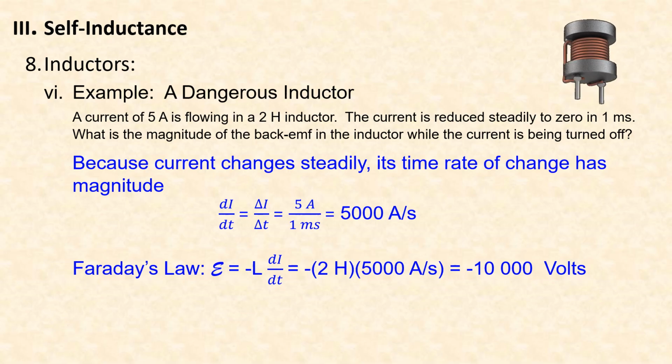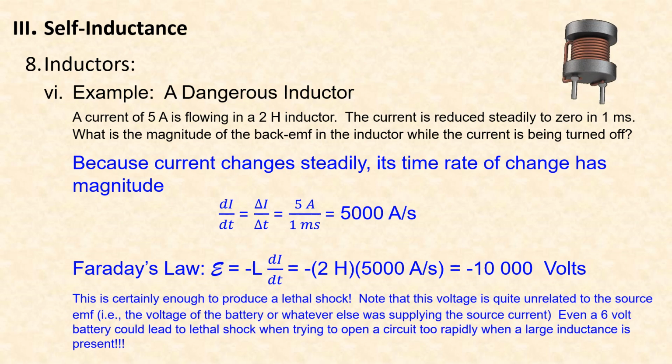Now, when we substitute that value into Faraday's law, in other words, we multiply the time rate of change of current by the self-inductance of 2 Henries, we end up with an induced EMF, a back EMF, of 10,000 volts. Now, this is certainly enough to produce a lethal shock. Note that this voltage is quite unrelated to the source EMF, that is, the voltage of the battery or whatever else was supplying the source current. Even a 6-volt battery could lead to a lethal shock when trying to open a circuit too rapidly when a large inductance is present.